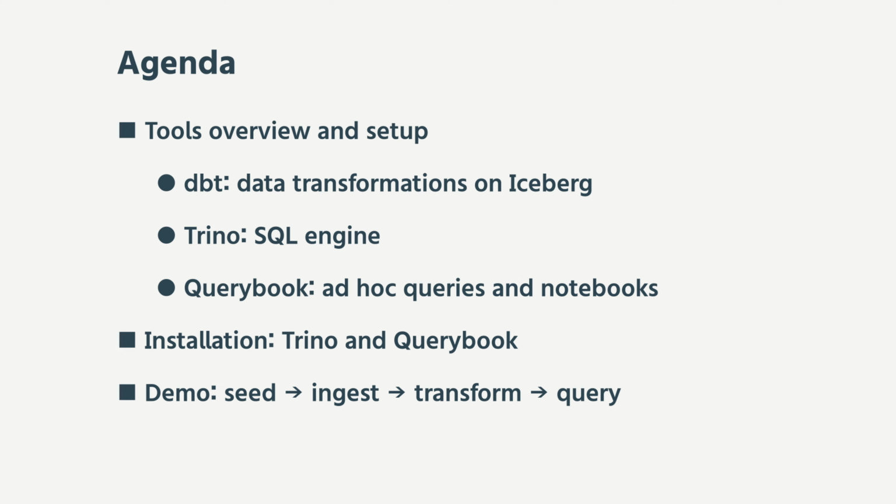Then we add Trino and Querybook to the cluster and verify they are running. With the environment ready, we walk through the demo app, seed data, ingest it with DLT, transform it with dbt, and query it in Querybook via Trino.